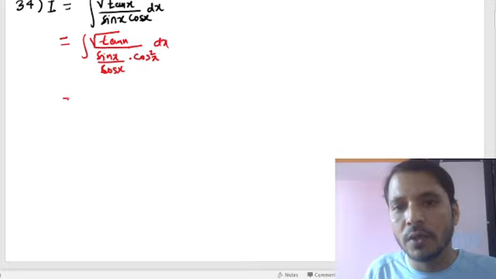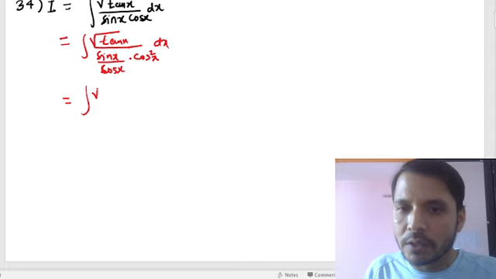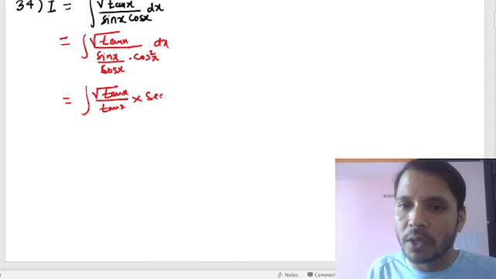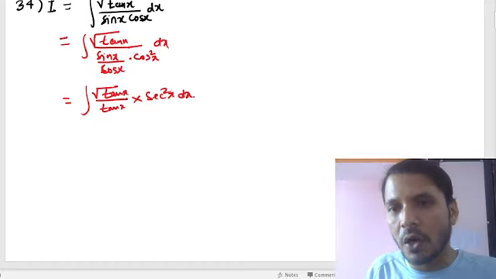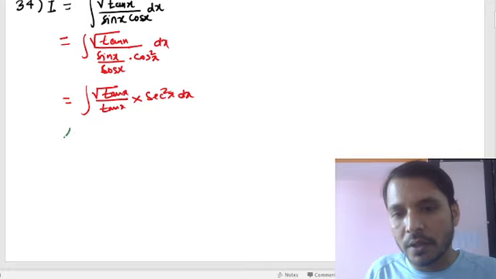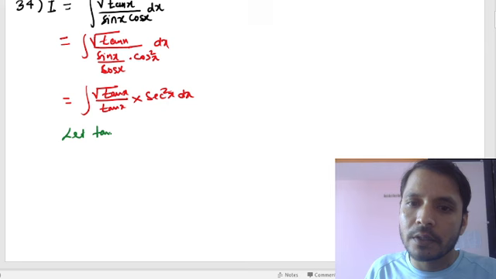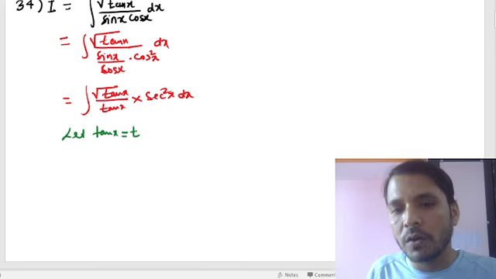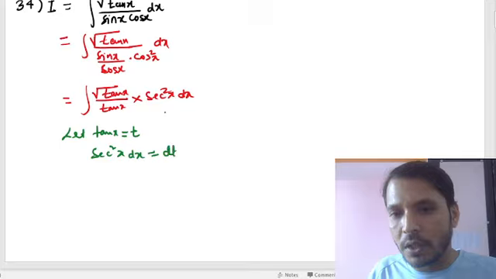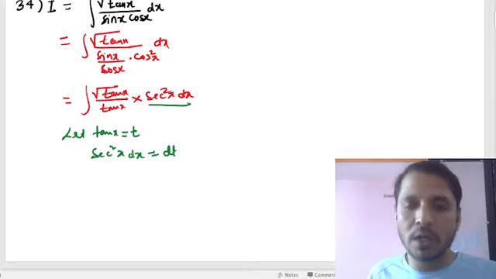Now further, we can write integration of under root tan x, and the denominator part is also tan x, because sin x upon cos x is tan x, and this 1 over cos square x we can write as secant square x, and then dx. Now we can substitute here. Let tan x be equal to t. Differentiating both sides, secant square x into dx is equal to dt, so we can replace secant square x into dx with dt.